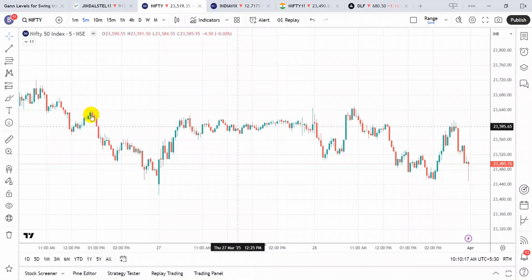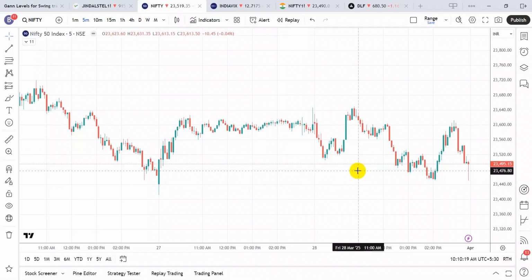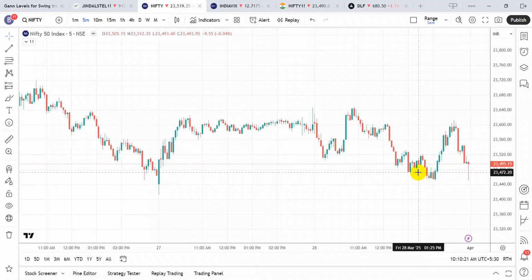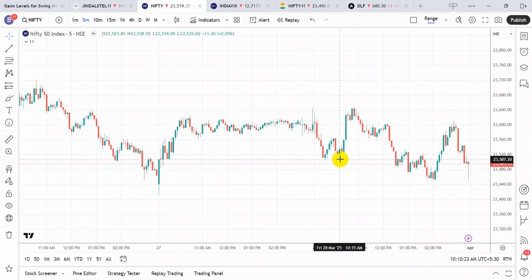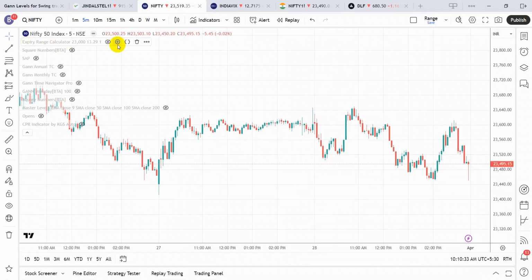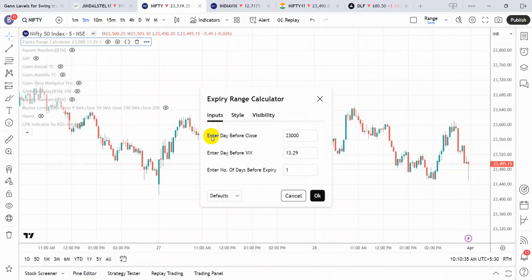So what you have to do, let's suppose you want to find the range of the market for Friday. As soon as the market opens around 9:15, this was the opening tick at 9:15. The open was at 23,607. What you have to do is just open our indicator. It will have the previous day's close or current day's open.